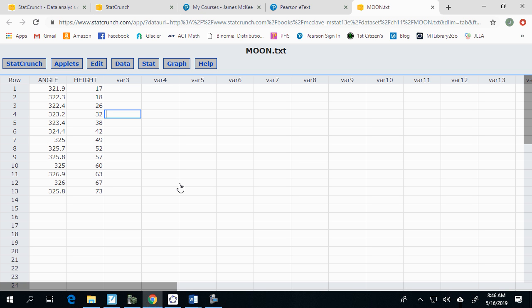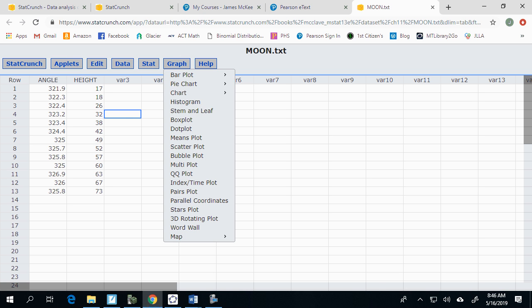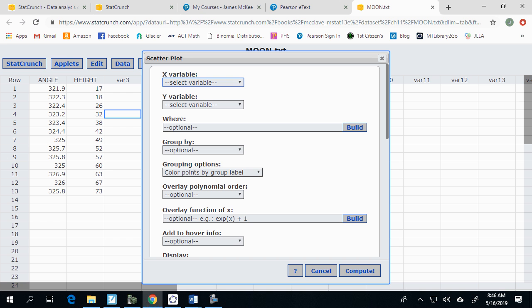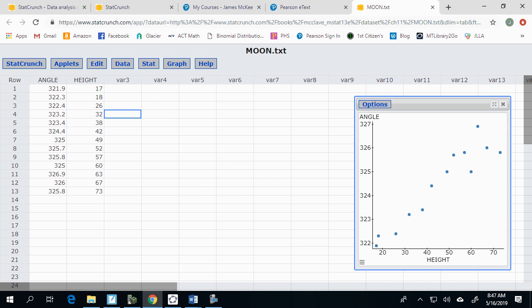What do we always do first for scatter plot before we start grinding anything? We have to look at a scatter plot. So scatter plot, what's my X variable? My X variable was height. My Y variable is angle. So you'll notice this one's in here backwards, right? Don't read anything into the order in which your data is given to you. You have to read the problem and decide which one's X and Y on your own.